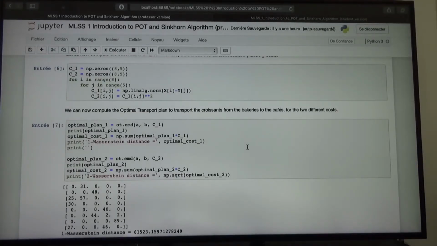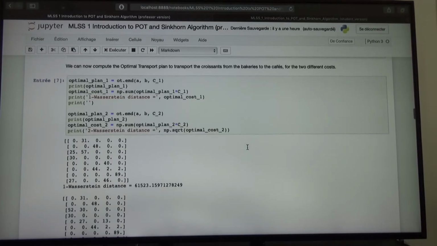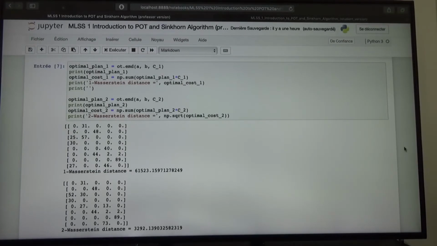Okay, so C1 and C2 are just the double loops of the distances, right? So you just take the norm between the position of the bakery number i and cafe number j, and then you take it squared in order to have C2. And then you just call this ot.emd function that will compute the exact solution of the linear program. And this gives you those two matrices.